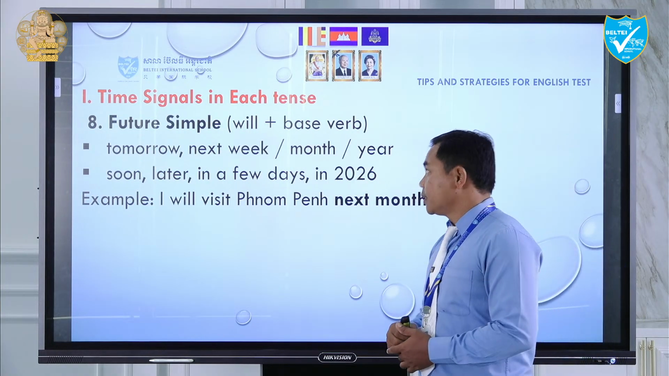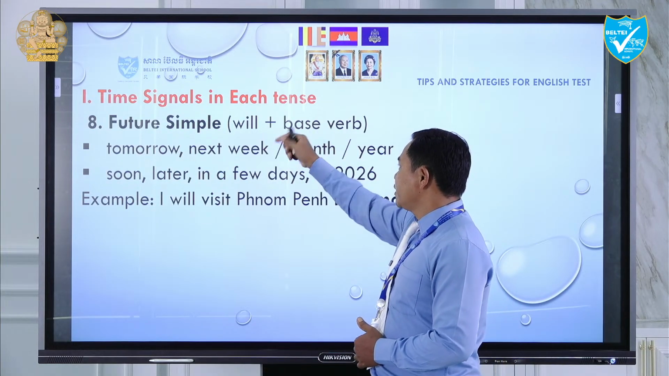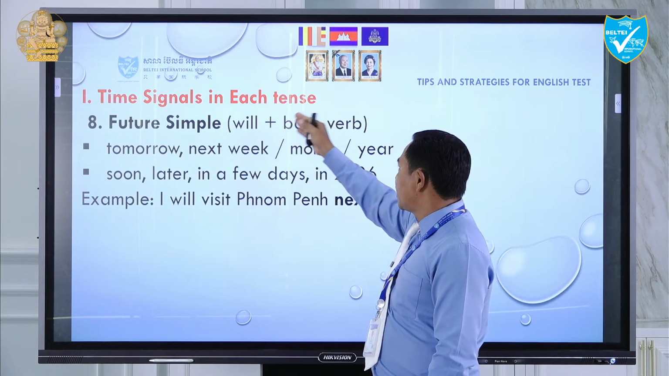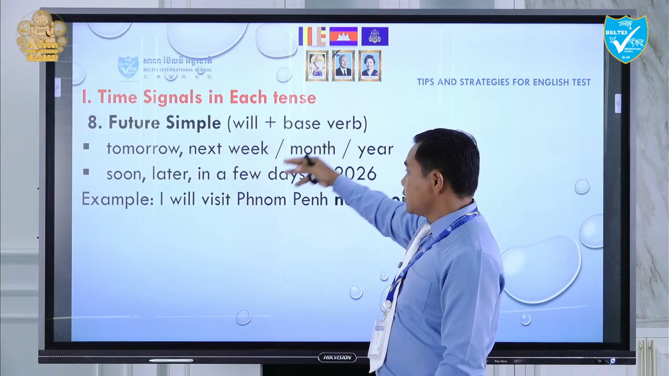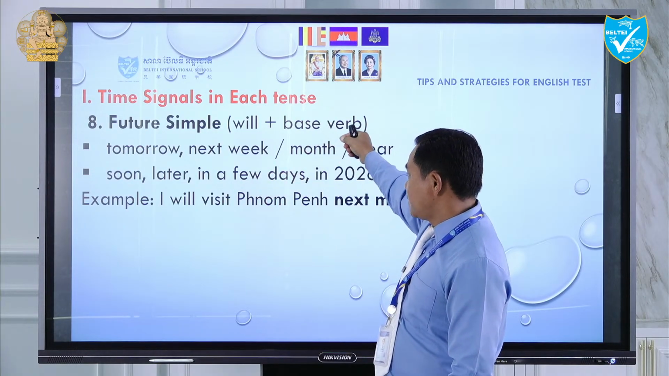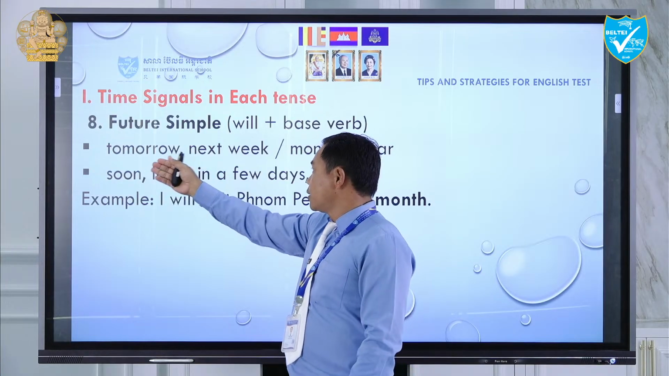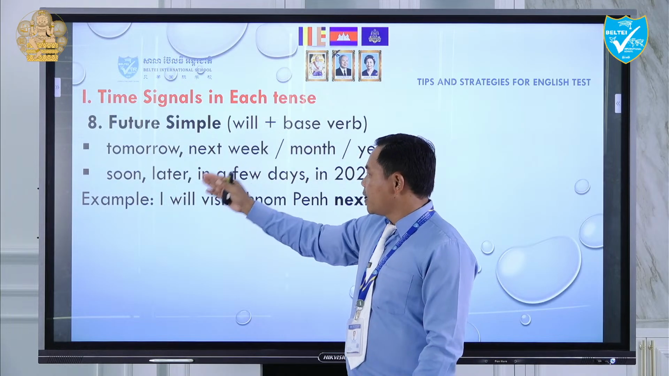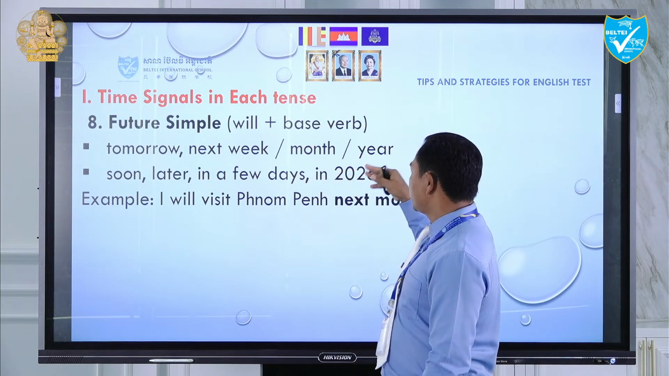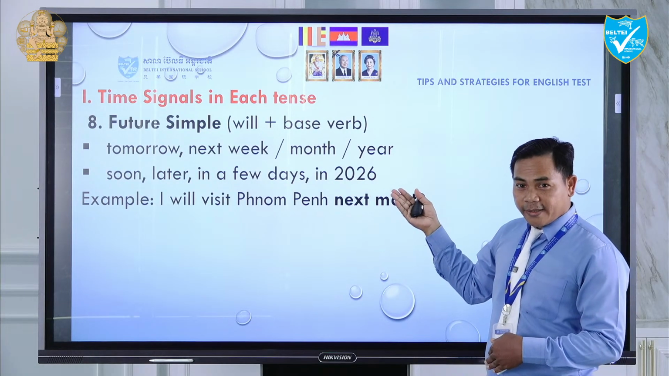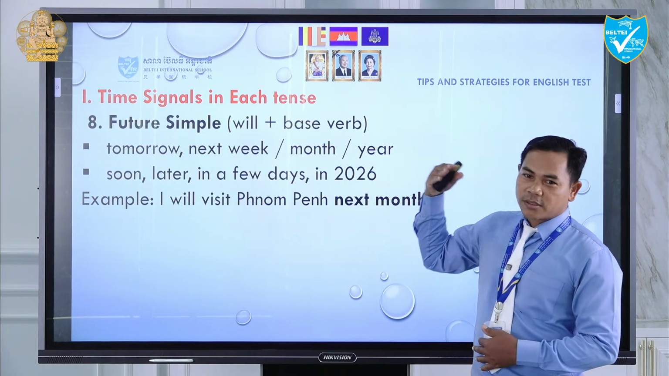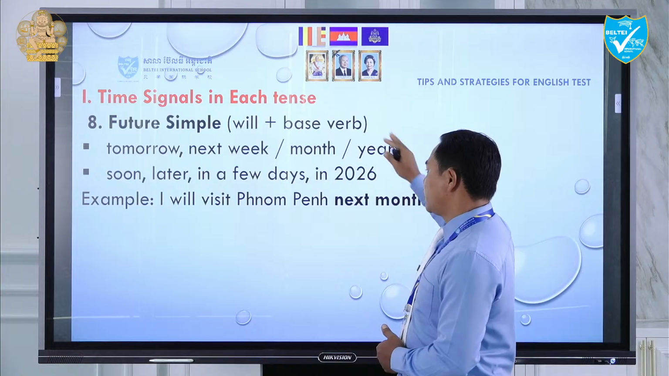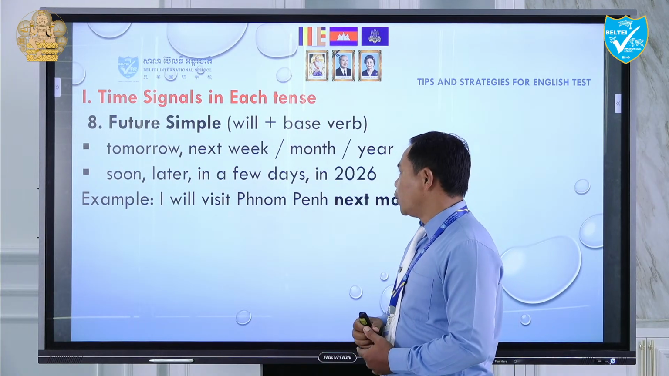Future simple. Okay, the form of future simple: in simple future we always use will plus the base form of the verb. The time signals that we use in future simple are tomorrow, next week, next month or next year, soon, later, in a few days, in 2026, but now it is 2025, in 2026, in 2027, in 2030. So they are the time signals that we use in future simple.